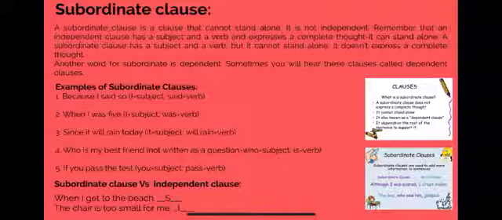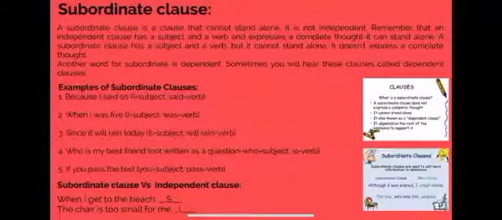A subordinate clause is a clause that cannot stand alone. It is not independent. Remember that an independent clause has a subject and a verb and expresses a complete thought. A subordinate clause has a subject and a verb, but it cannot stand alone. It does not express a complete thought. So basically a subordinate clause needs another clause to express a complete thought. So it's a dependent clause.